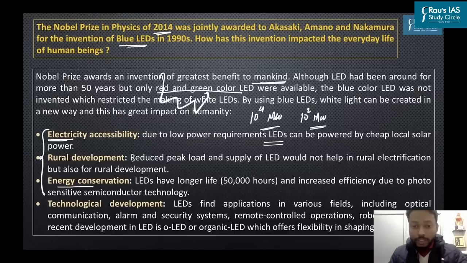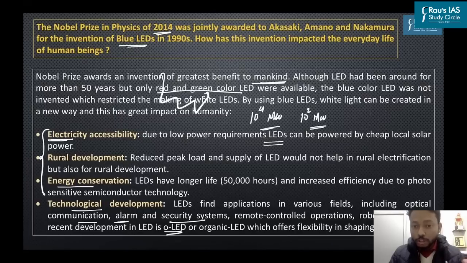Whenever you write about a technology, you should look at application of that technology in the areas of other technologies. For example, LEDs find extremely high applications in other areas like communications, in the alarm system, in robotics, in the security system, in remote control operations, and organic LEDs.